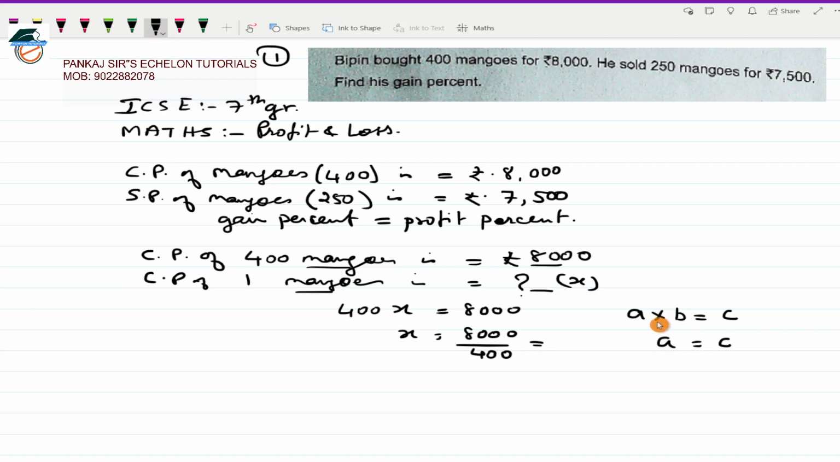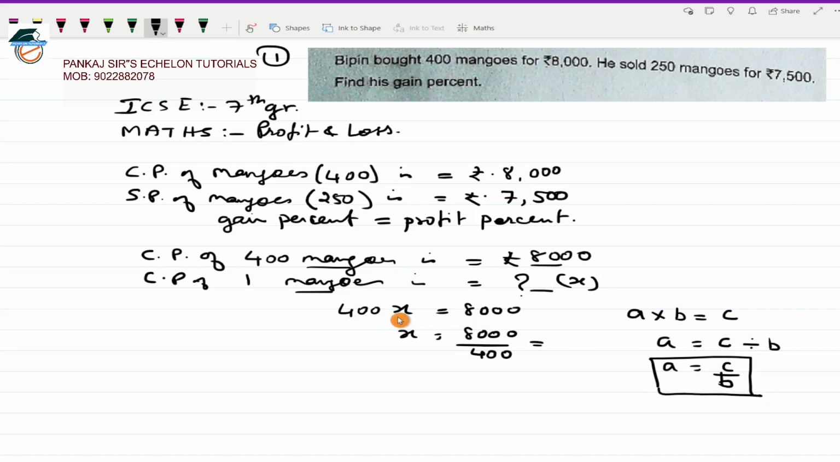So B is having a multiplication sign. There's a multiplication relation between A and B. So when you want to bring B on the other side of the equation, you will have to divide it. So you have to divide by B. This can be written as A is equal to C upon B. Now this is a basic mathematical rule which has been followed.